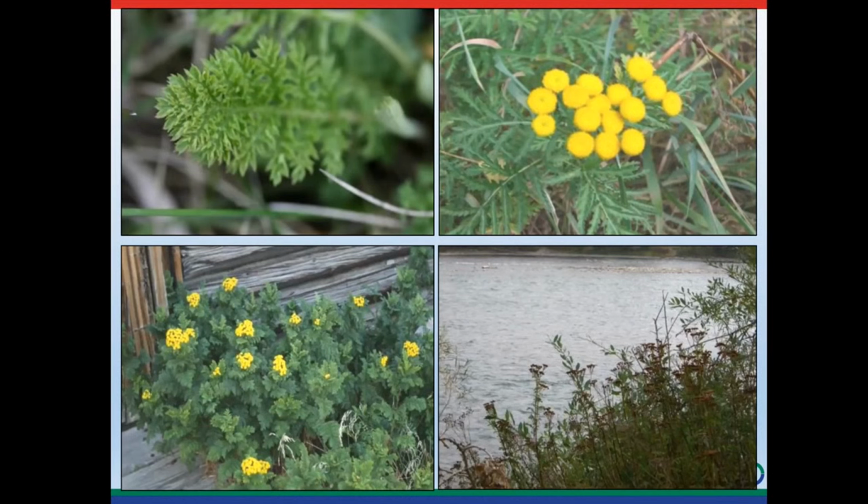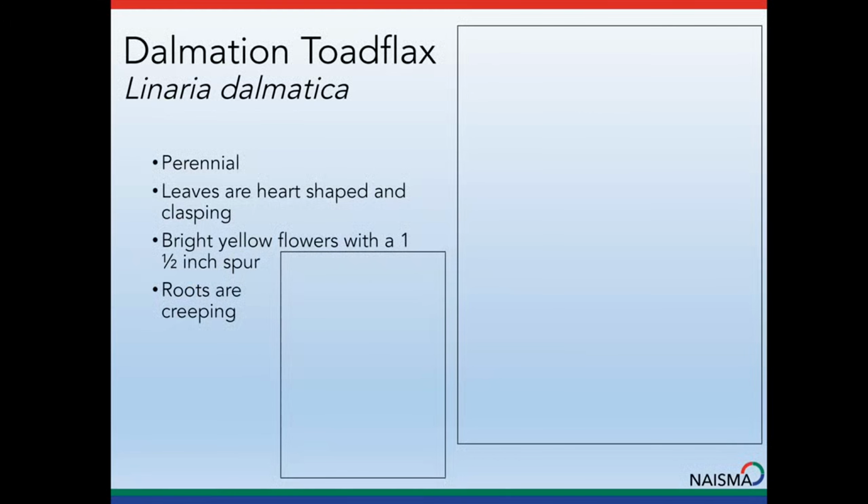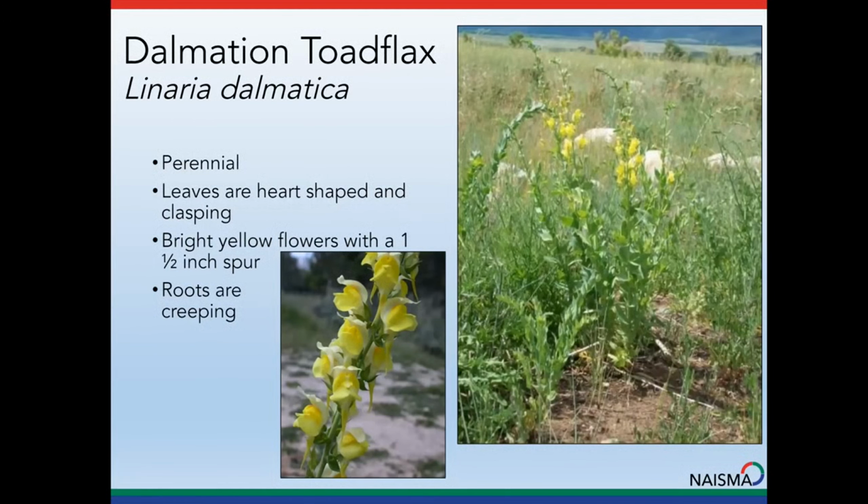But an interesting shot of how long that perennial can persist. So that's common tansy. Now we move on to Dalmatian toadflax, Linaria dalmatica. There are multiple toadflaxes, as we'll talk about later, but Dalmatian toadflax is a perennial. Its leaves are heart-shaped and clasp the stem. So the leaf actually clasps around the stem, forming a base like an arrowhead.